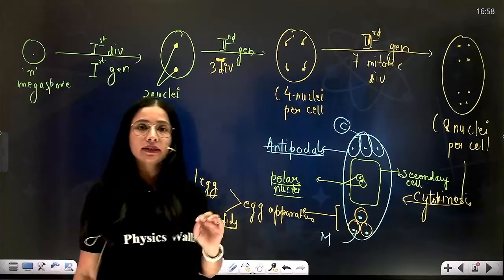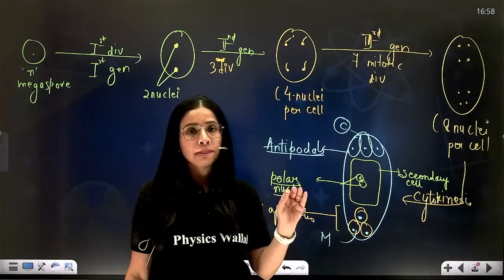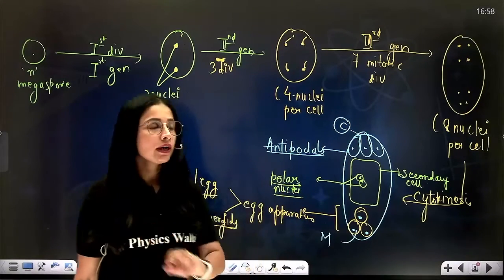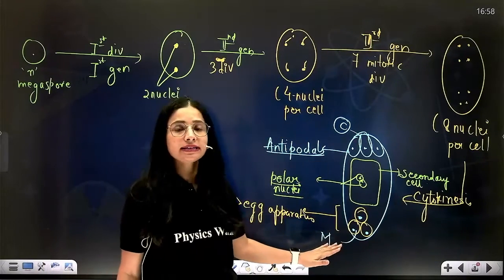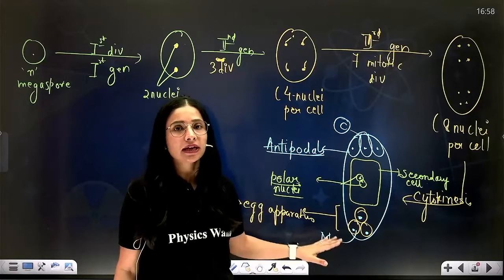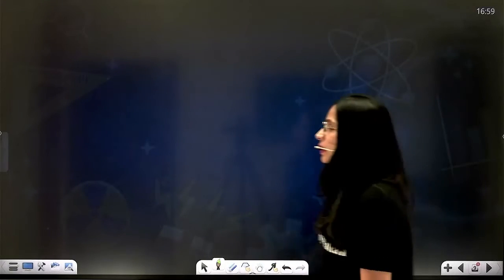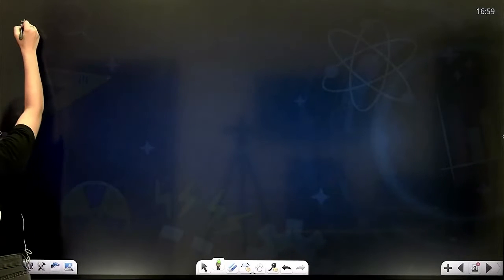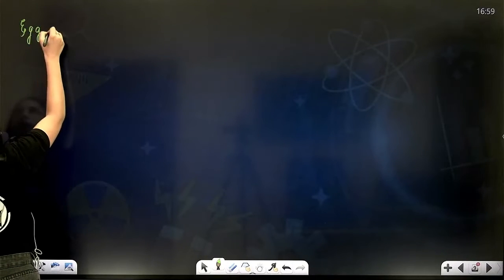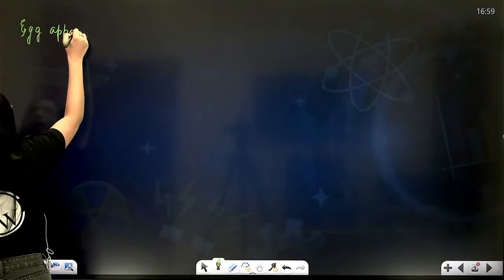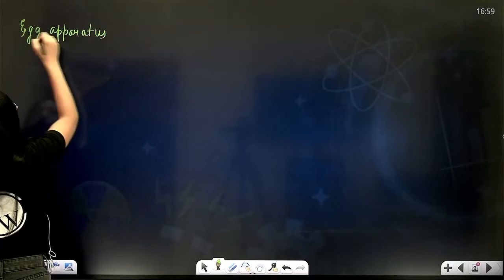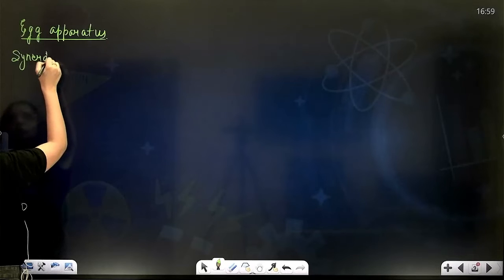Now, is it clear to each and every one of you? Yes, very good. Beta, now we'll study all these individual parts and some of their properties. Let's start with the egg apparatus first. Okay, now the Polygonum type in detail. First, we are going to start with the egg apparatus. Egg apparatus consists of first, synergids.